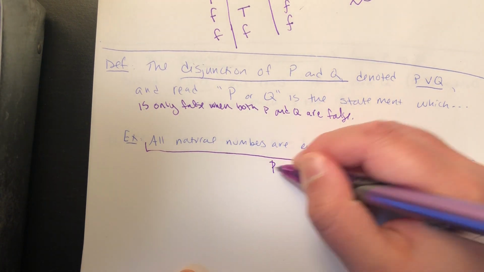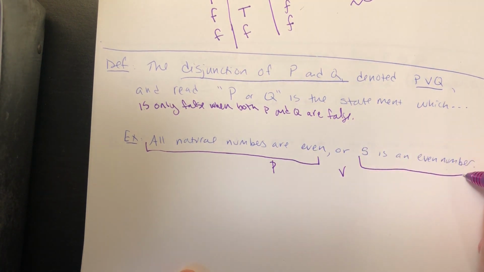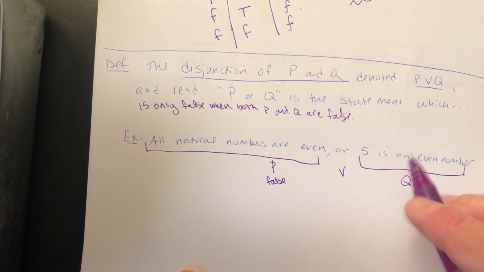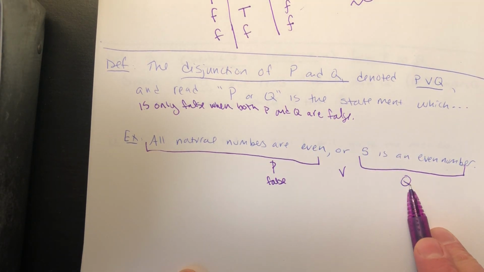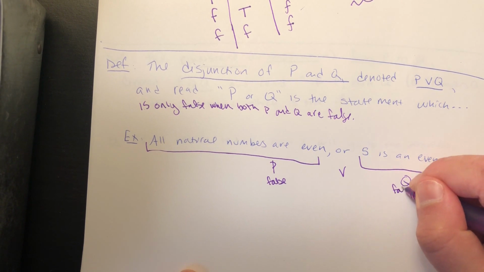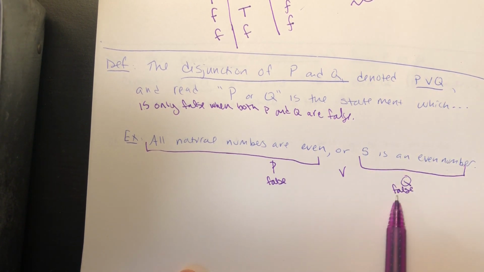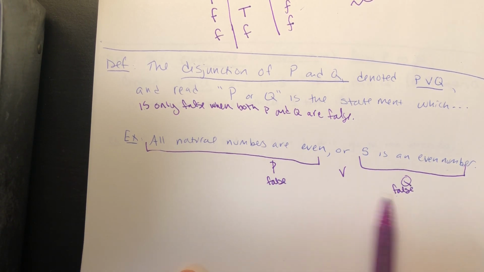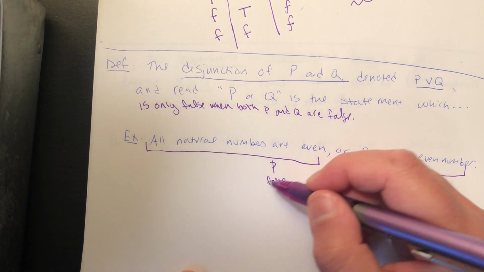So this first part, let's call it P or Q. This first statement P is false. The second statement Q, 5 is an even number, that's also false. So overall, this OR statement is going to be false. Because in order for an OR statement to be true, we would need at least one of these to be true. They're not, and so this entire statement would be false.